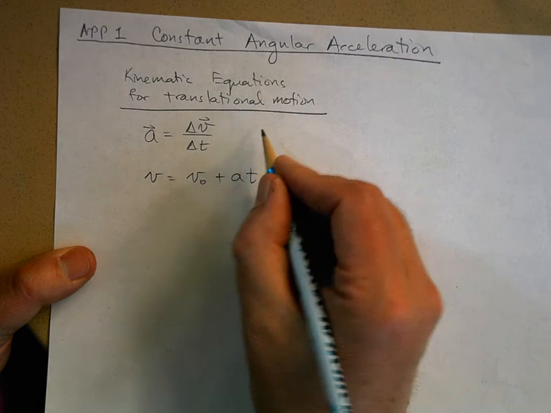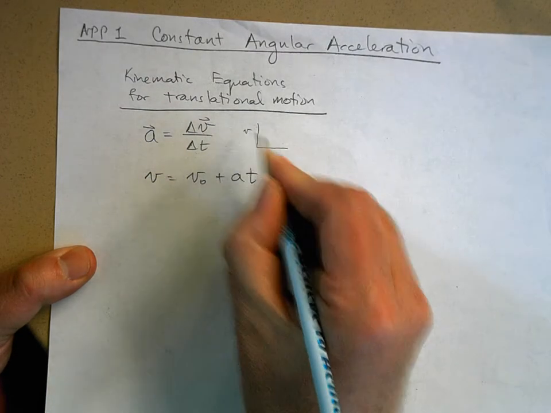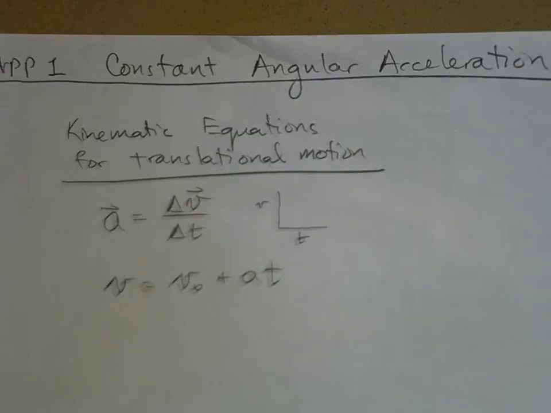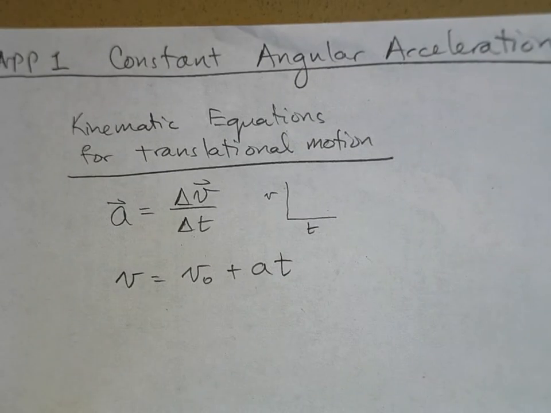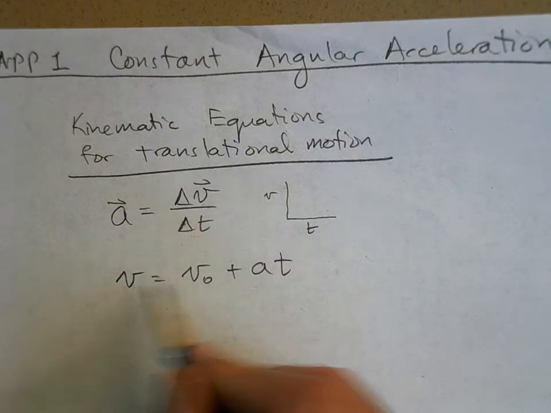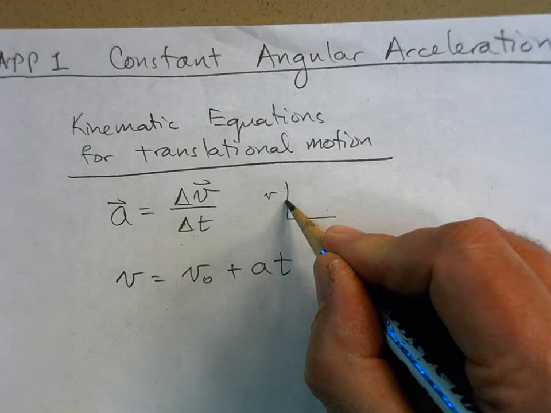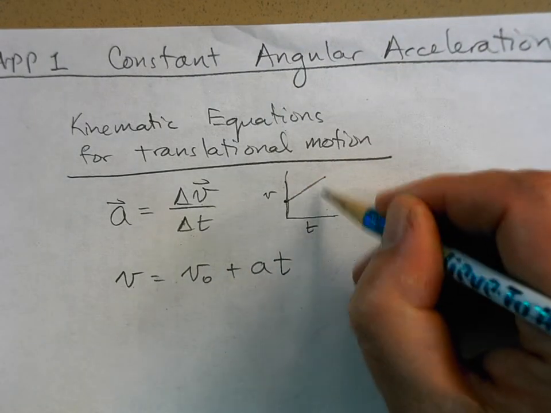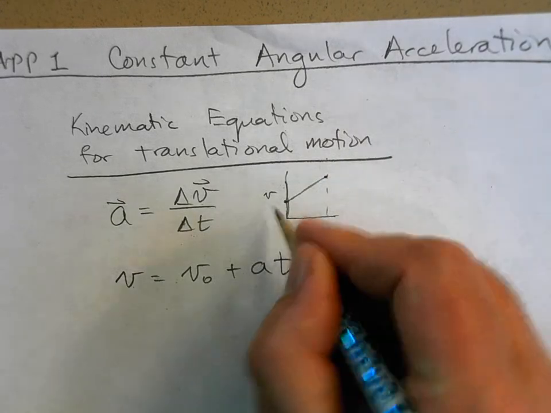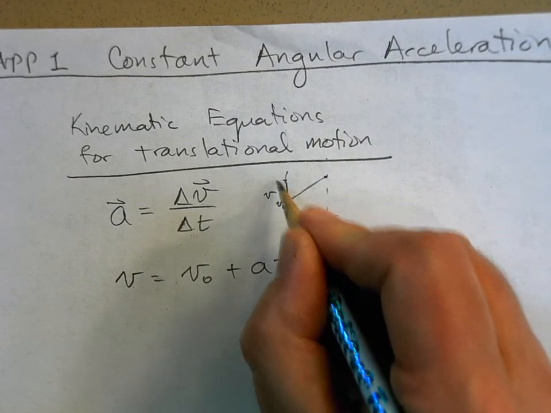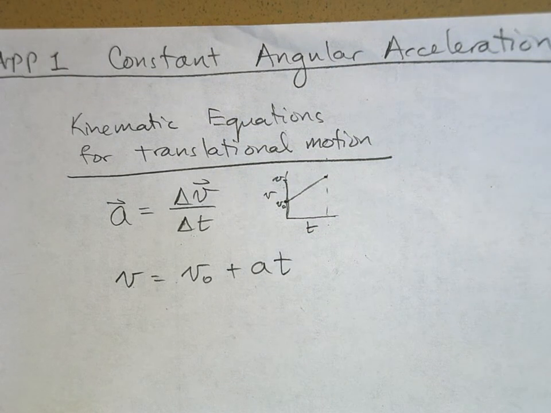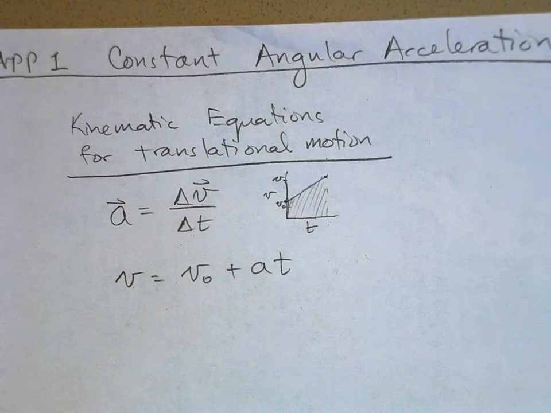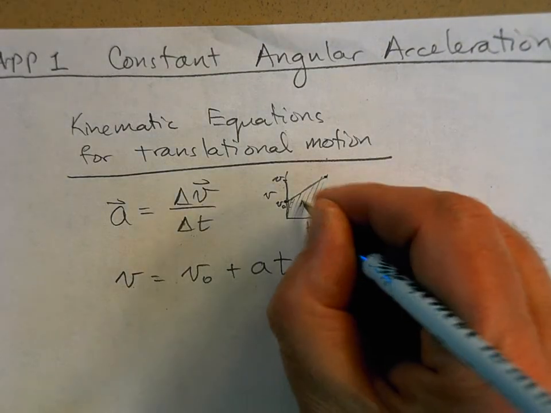And then we made a graphical argument. We said if this is velocity as a function of time, V equals V naught plus at, well, here's V naught. The slope of this line is the acceleration. Here's our final velocity, so this is V naught, and this would be V final. And then we made an argument that the area underneath the velocity versus time graph is the displacement. So the area is our delta x.